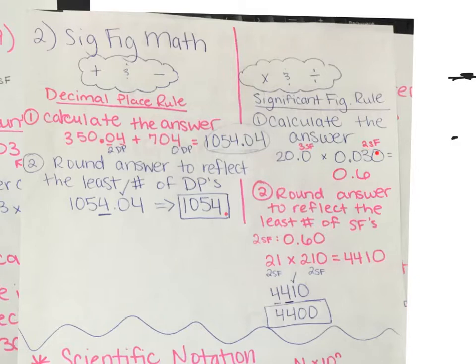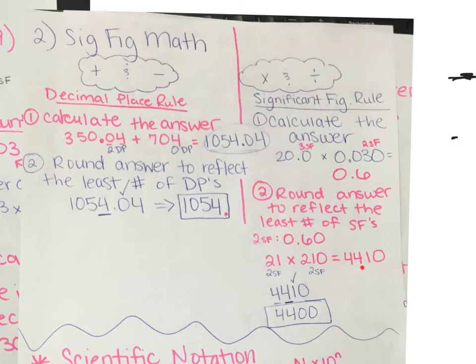This has 2 significant figures. Therefore, my answer can only have 2 significant figures. But our problem is that we only have 1. So we're going to add a 0 to the end of that, and this would be my final answer. 2 significant figures, 0.60. Another example of that would be 21 times 210.